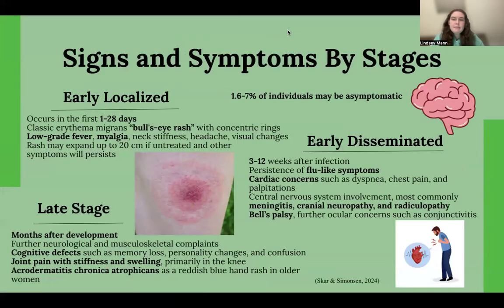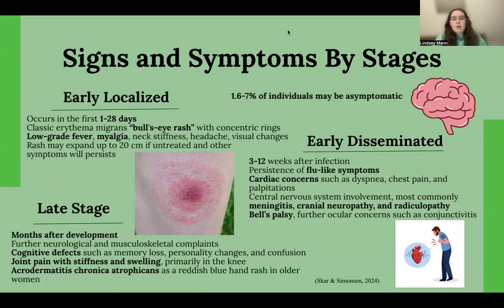So these are just some signs and symptoms by the different stages. 1.6 to 7% of individuals actually may be asymptomatic and not experience any of these, but it usually starts off in the early localized stage, which is the first month or so of the disease. You see the classic erythema migrans, which is the bullseye rash pictured below, where it has the dark center and then the concentric rings around it that get lighter. You usually see this at the bite of the tick, and the rash can expand up to 20 centimeters if it goes untreated. You also see a lot of flu-like symptoms, like low-grade fever, myalgia, neck stiffness, headache, vision changes, all of those.